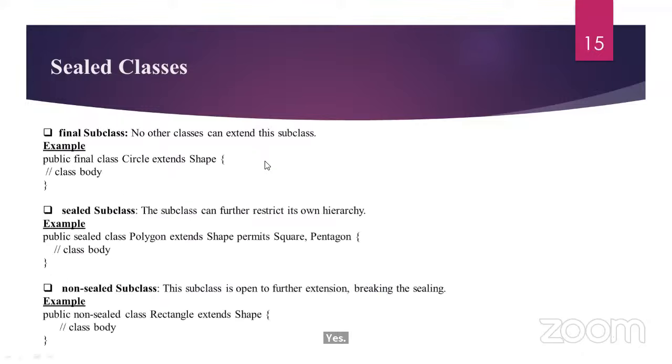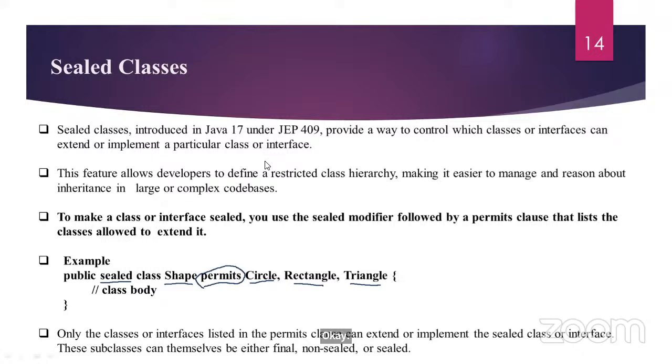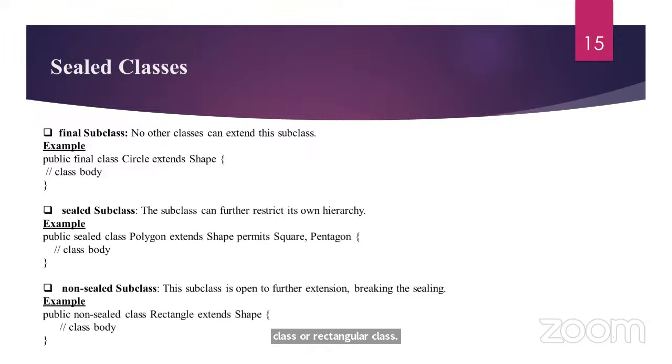Now the question may come to your mind, sir, when I am creating a child class like circle class, rectangle class, or triangle class, can those classes be declared as final or not? Yes. When you create these child classes, they can be declared with the modifiers final, sealed, or non-sealed, guys. Understand? Final subclass: no other classes can extend this subclass. When you declare a class as final, extension is not possible. You know that one, right?